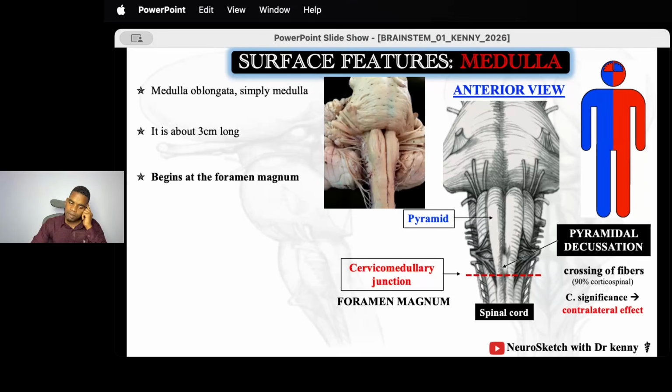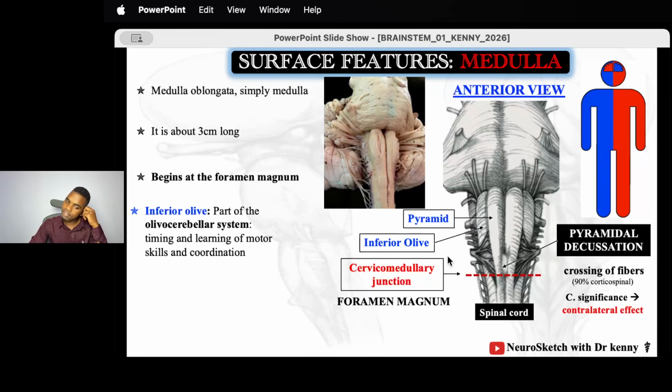Another remarkable surface feature of the medulla is the presence of the inferior olive. You have 2, one on either side, and these are taking part in the olivocerebellar system, where they're helping in timing and learning of motor activities, motor skills, and coordination.